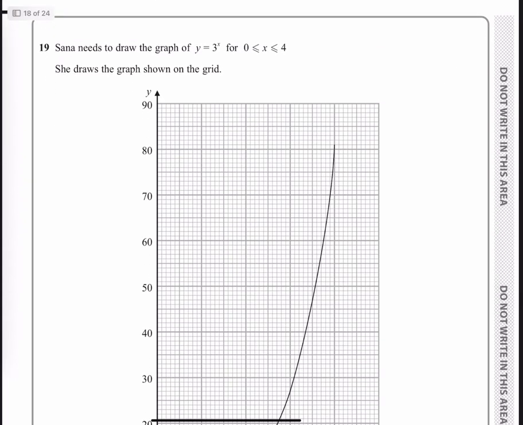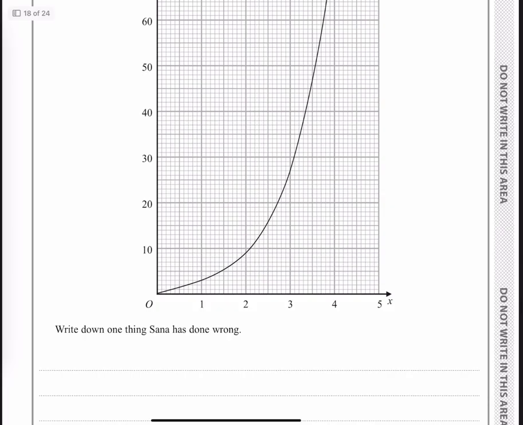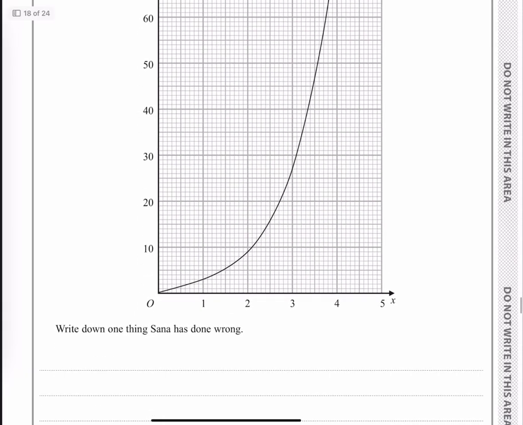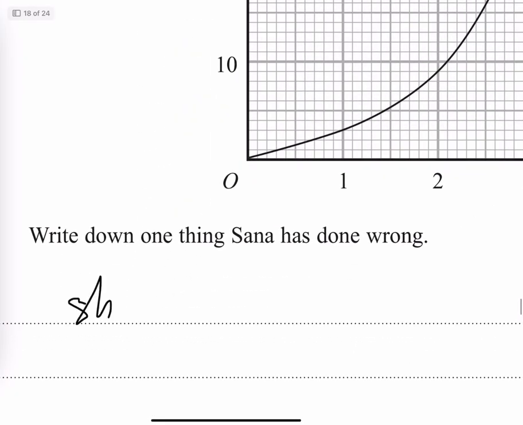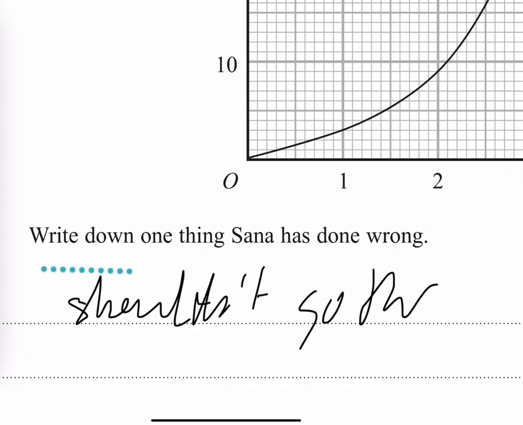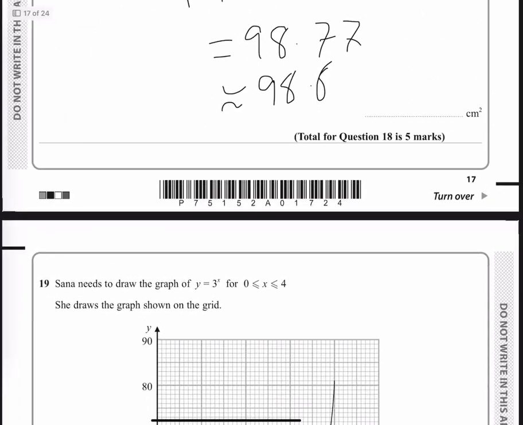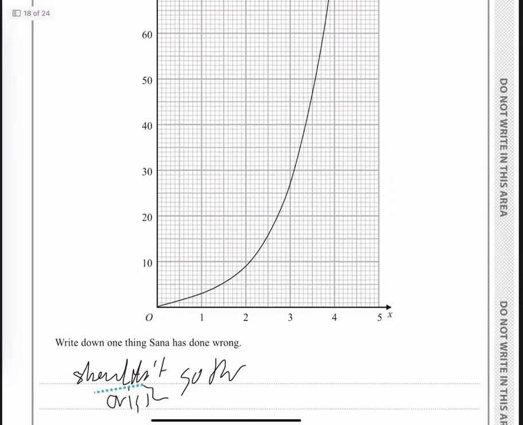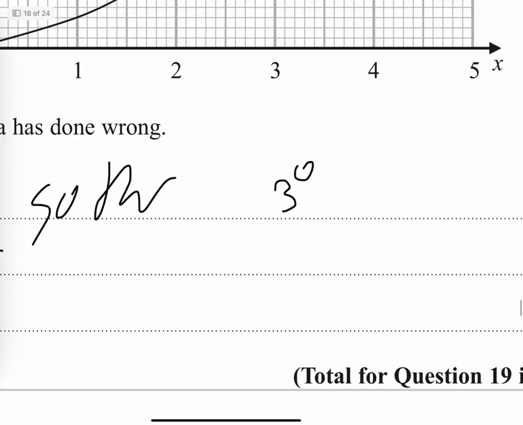Here's a graph. Draw the graph on the grid. What's one thing she's done wrong? It shouldn't go through the origin. Write in better sentences, okay? Because 3 to the 0, so it should go through the point 0, 1.